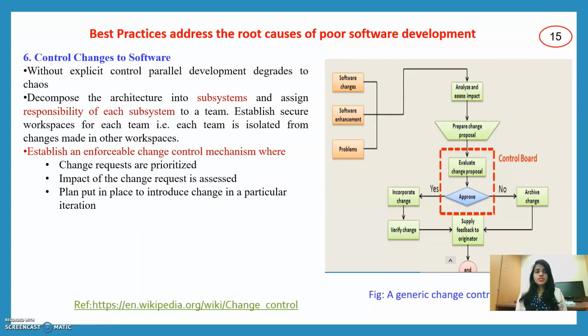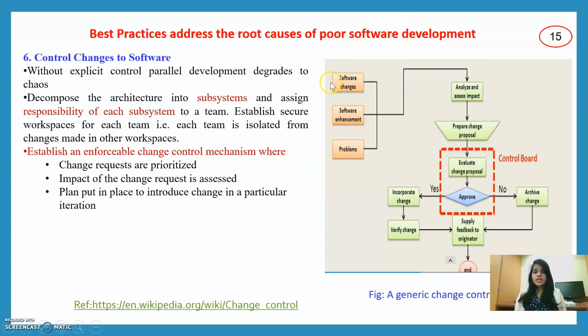The last one is change control: changes to software without explicit control lead to chaos. Decompose the architecture into subsystems. We need to decompose every architecture at the initial stage of the project into subsystems and assign the responsibility of each system. Further, we can decompose those subsystems into a number of subsystems so that every subsystem can act as a work unit.